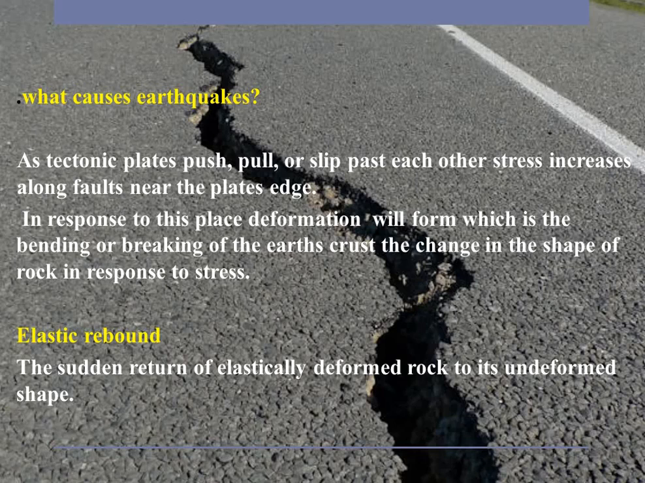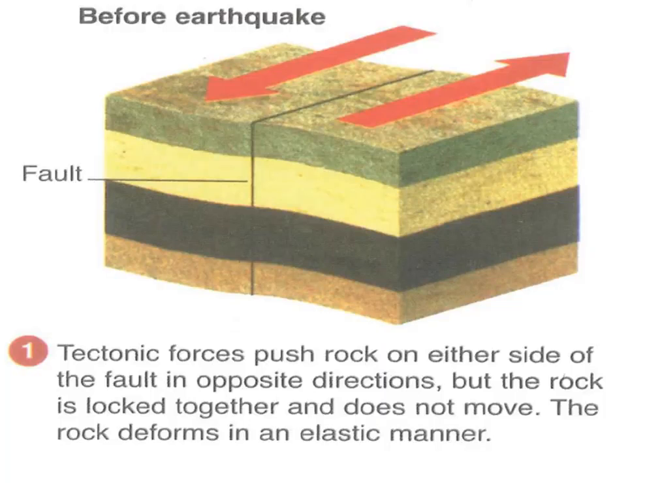Okay, let's see what's elastic rebound. The sudden return of elastically deformed rock to its undeformed shape. Let's see this figure. We have before earthquake. So this is the fault, or this is the earth crust, or earth layers we can say.